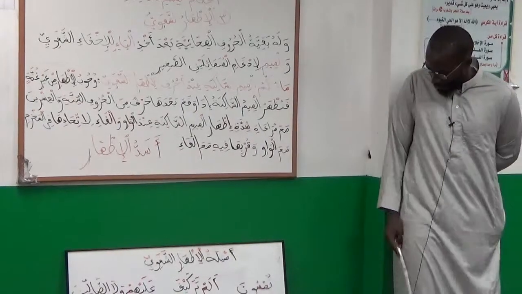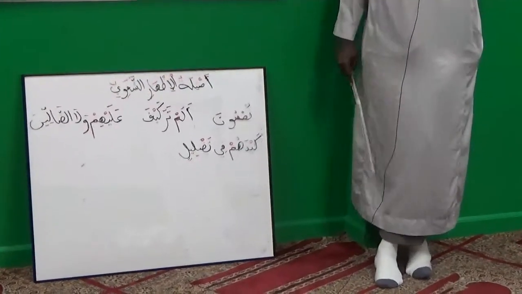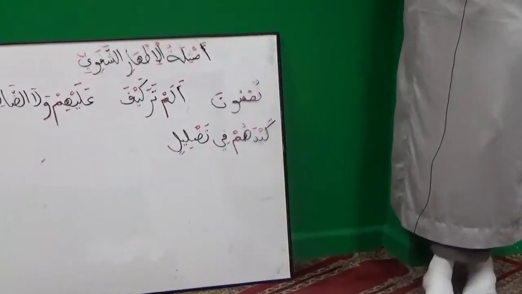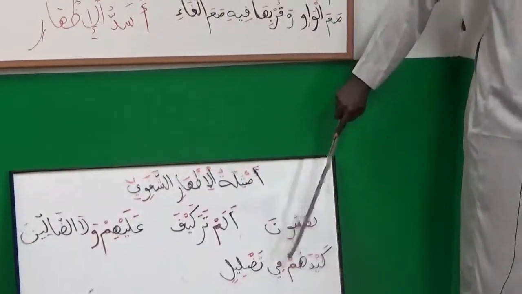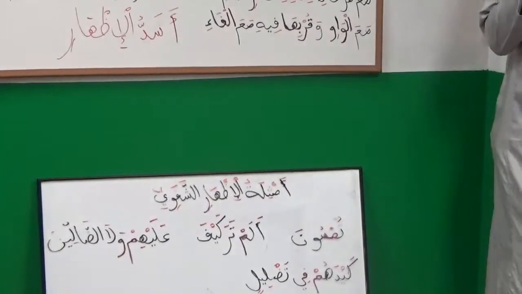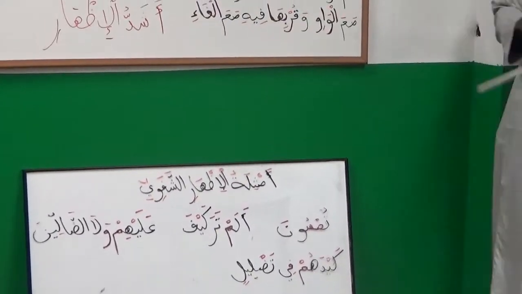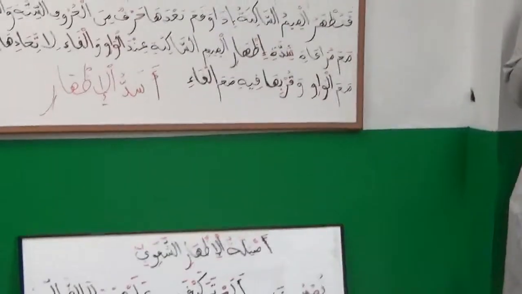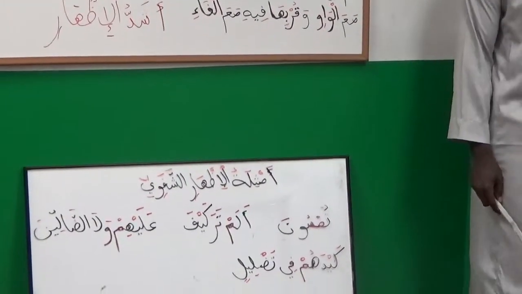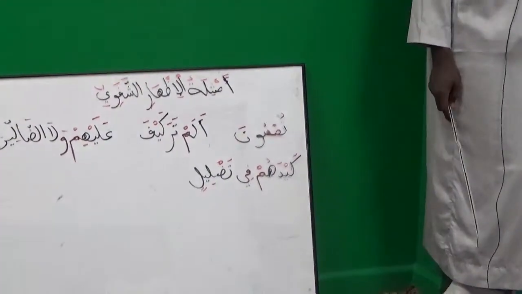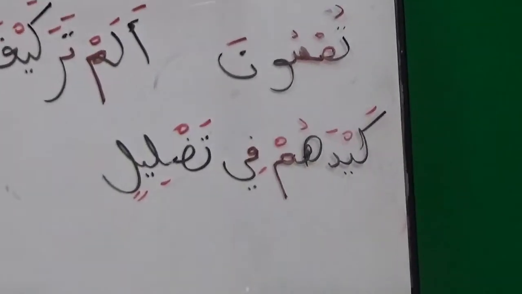Now here's another example. We have a meem that has a sukoon and is followed by a fa. So then what do we have? Ashaddul izhar, because the meem and the fa come close to one another when it comes to the exit, right? The meem comes from the two lips, and the fa comes from the lower lip and the upper teeth. So how do we read this then? Kaidahum fi.